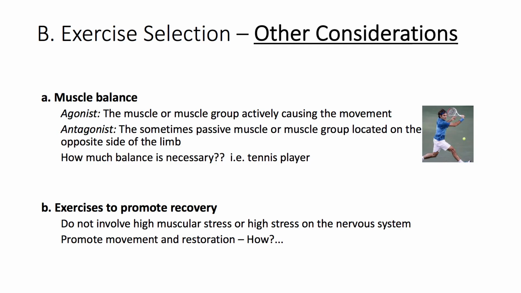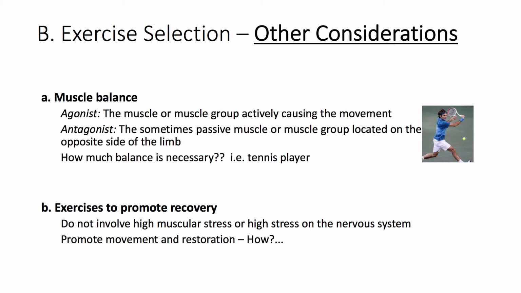So there are a few other considerations for exercise selection. The first one is muscle balance, so the balance across muscle groups. Just for definition purposes, the agonist is the muscle or muscle group actively causing the movement, and the antagonist is the sometimes passive muscle or muscle group located on the opposite side of the limb. So how much balance is necessary? Well, we can consider a tennis player who has a huge difference in muscle mass between their dominant hand, their racket hand, and their non-dominant or non-racket hand.